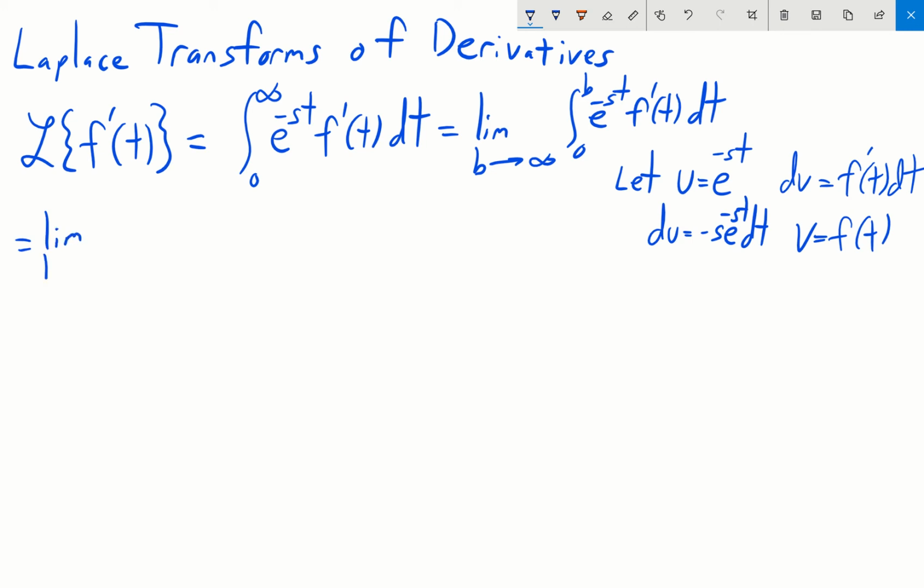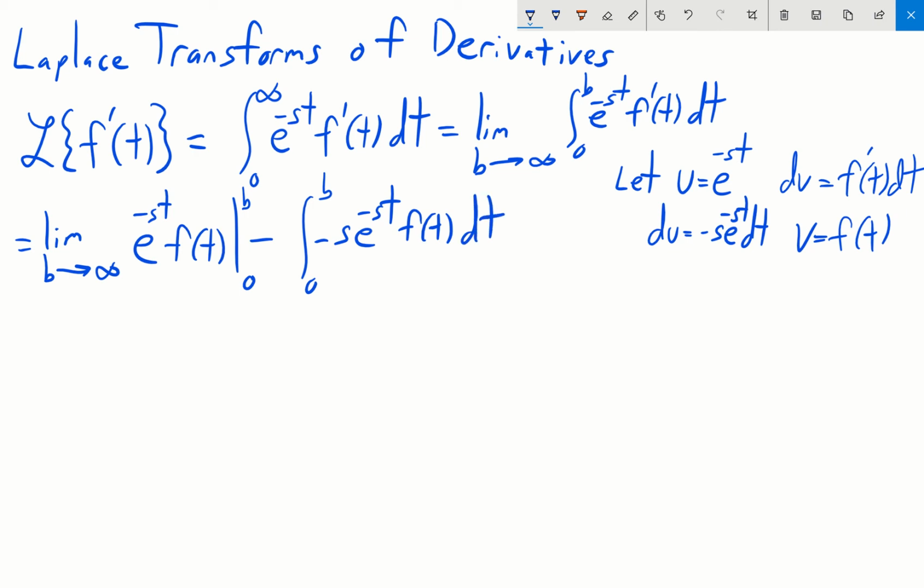So using integration by parts, we see that this is equal to the limit as b approaches infinity of u times v, which is e to the negative st f of t, evaluated from 0 to b, and now minus the integral from 0 to b of v du. That's negative s e to the negative st f of t dt. A couple of things we're going to do here. So this is the limit as b approaches infinity of the first term here, which is now evaluated from 0 to b.